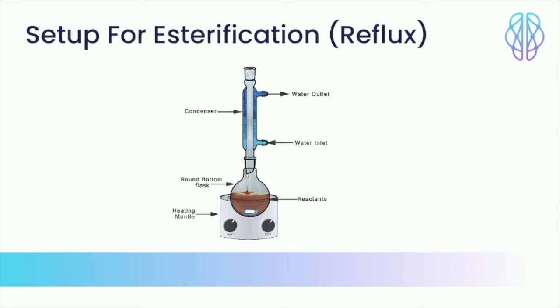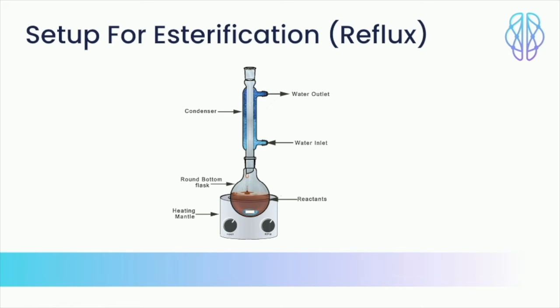Next, we have a condenser. Essentially, you have a pipe, and around it there's a bit of tubing with water coming in and flowing out. So it's kind of like a two-way valve type thing. And that is what the condenser is.